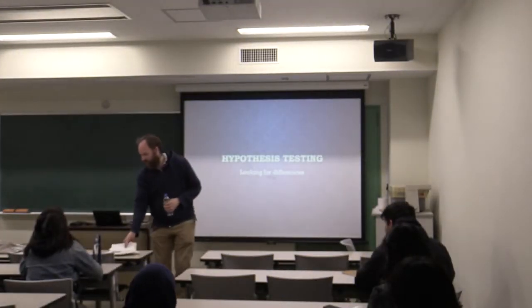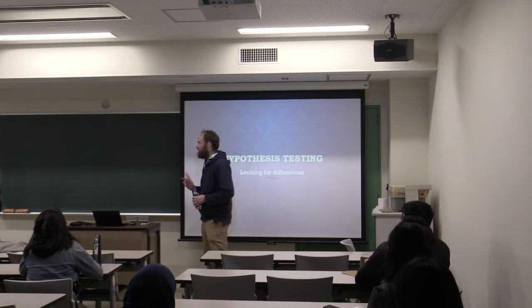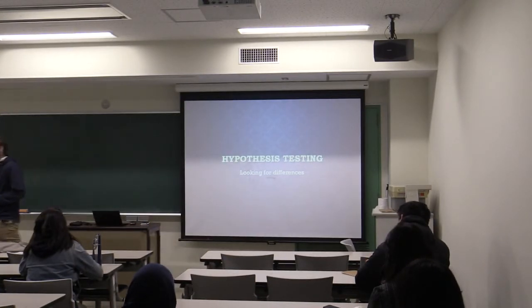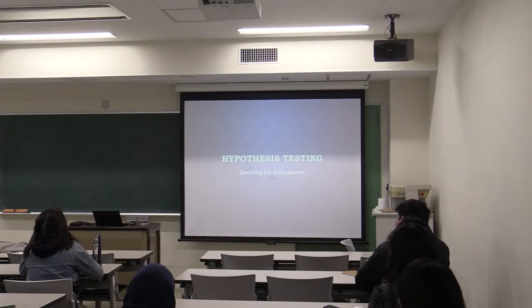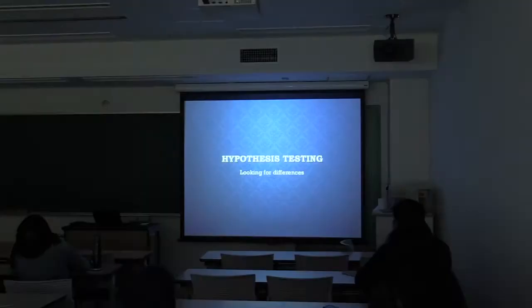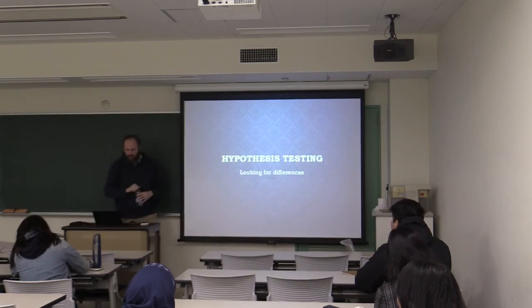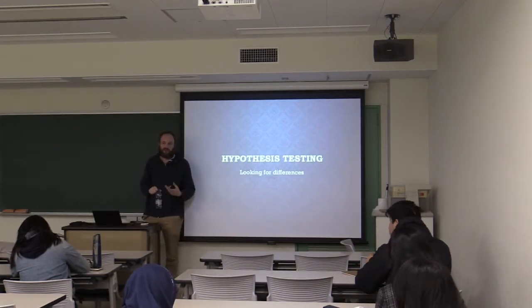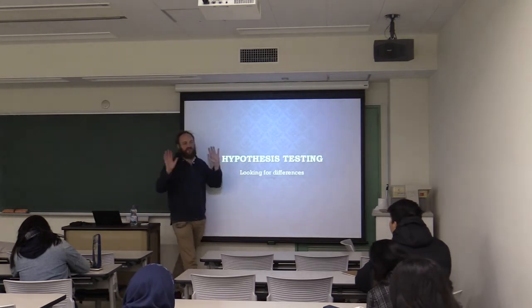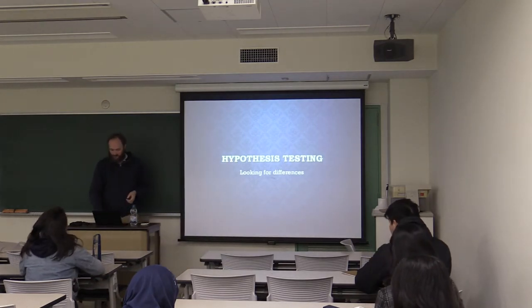So, there's basically two big questions in experimental sciences. Question number one: are these two things different from each other? And question number two: are these two things related to each other? And what we want to do in the first couple of weeks of this course is look for differences. We've got these two samples, sample A and sample B. Are they different from each other? This is an important thing for us to understand.